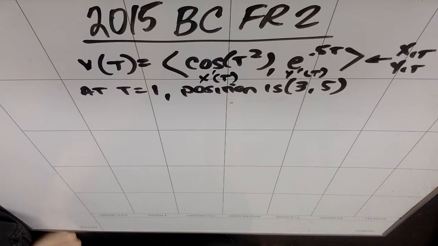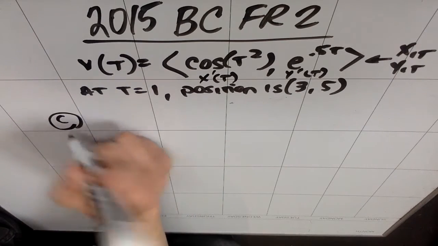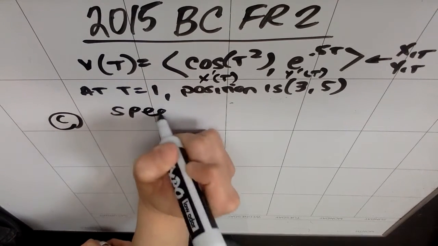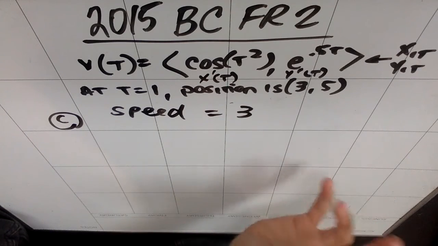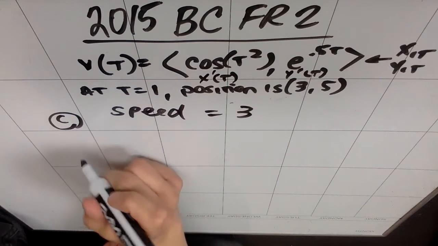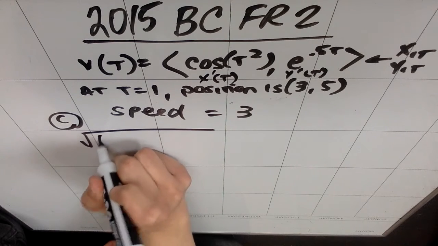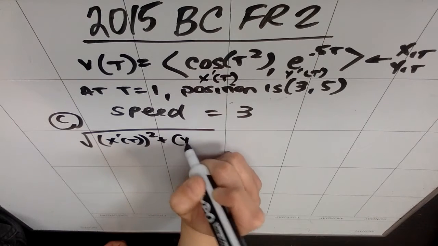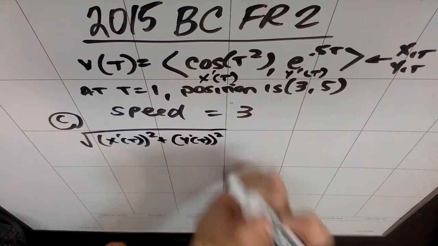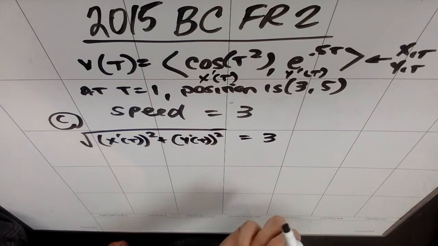Part C. Find the time at which the speed of the particle is 3. Okay, so for this, you want to know when the speed is equal to 3. So you need an equation for speed, and then you're going to use second calc intersect again. What the AP needs to see is that you know the equation for speed. So the speed of a particle is x prime of t quantity squared plus y prime of t quantity squared, all inside a square root. So you want to know when this thing is 3, right?